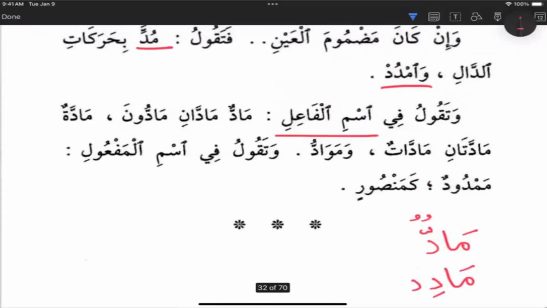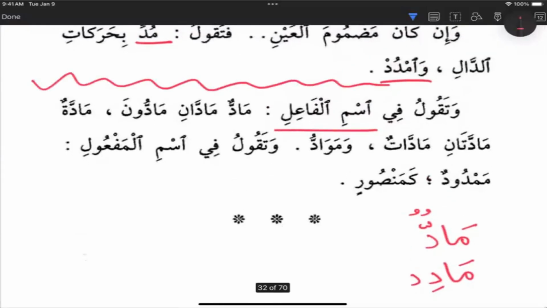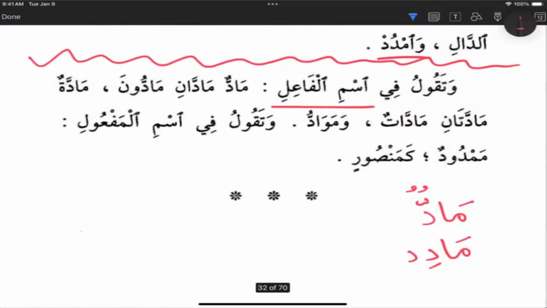So the author finished here, up here, what he wants to say about the jaiz. Then he came to talk about the ism fa'il and the ism maf'ul. So he said madun, mad.